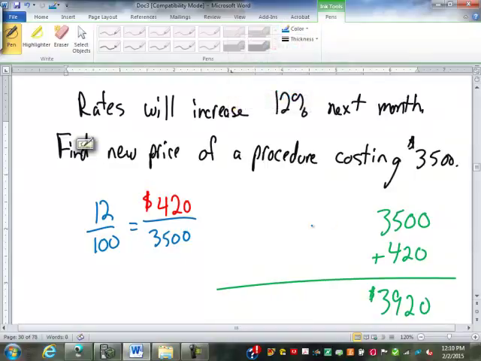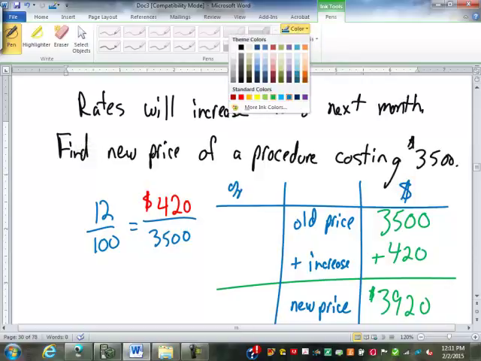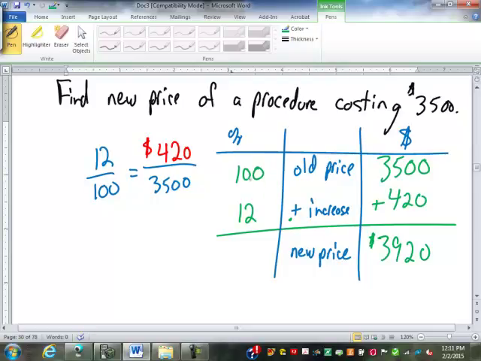Well, just like before, we had an old price. To that, we added an increase to get a new price. And just like before, each of those items is described by two numbers. Once again, we had a dollar amount here. The other side is always going to be percents. So we had the 12%, which is the amount of the increase. There's still 100% is going to be the old price. The new price, now we're adding. 100 plus 12 is 112%.